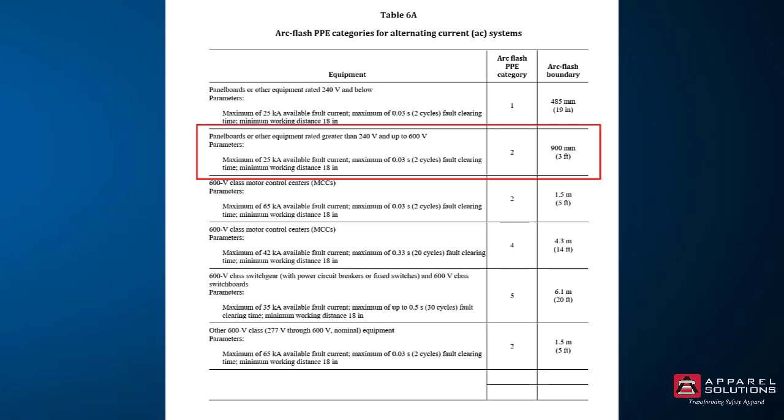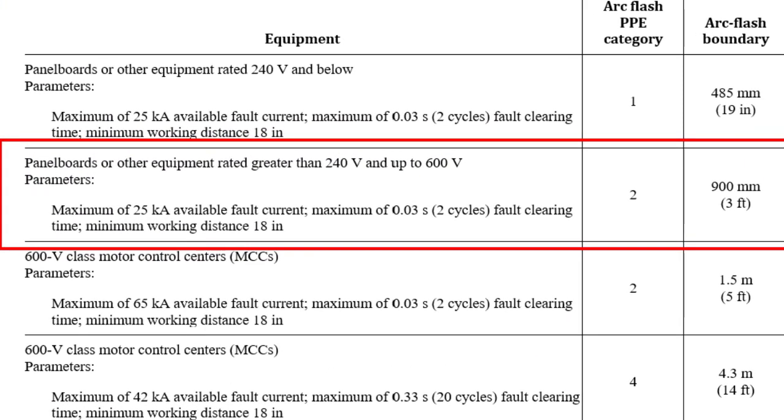Following this, we refer to Table 6A, which is the arc flash PPE category for alternating current. We select the type of equipment. In this case, we have chosen panel boards or other equipment rated greater than 240 volts and up to 600 volts. Please note, again, this is based on a maximum of 25,000 amps of available fault current and a maximum of 2 cycles or 0.03 seconds fault clearing time.